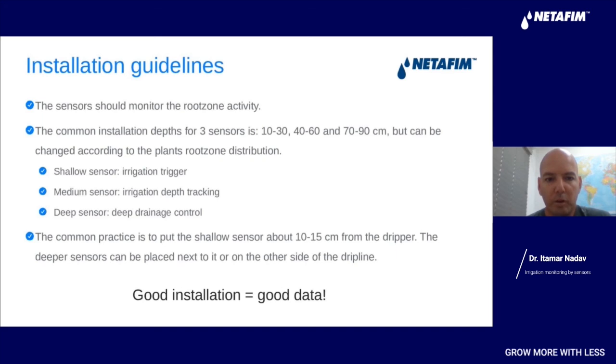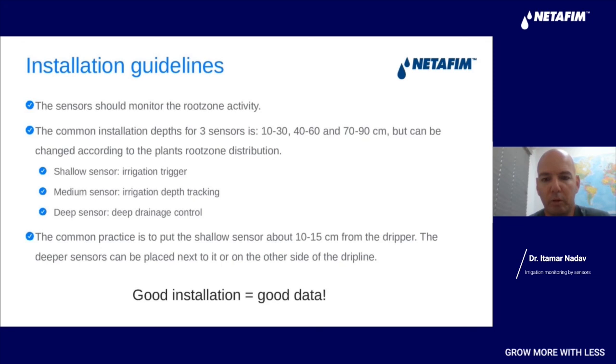So a brief about installation guidelines. It's very important to install the sensors correctly. The sensors should monitor the root zone activity, and the common installation is that we usually install 3 sensors at 10 to 30 centimeters the first one, 40 to 60 the second one, and 70 to 90 centimeters, but it could be changed according to the plant root zone distribution.